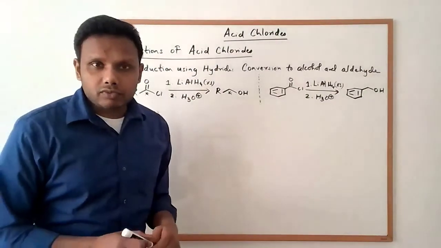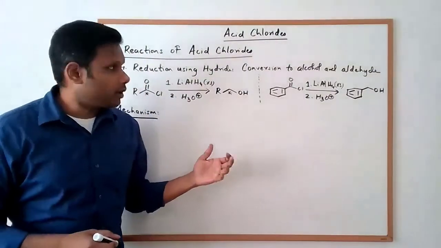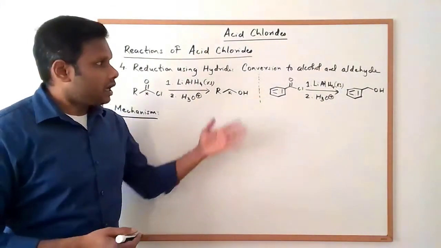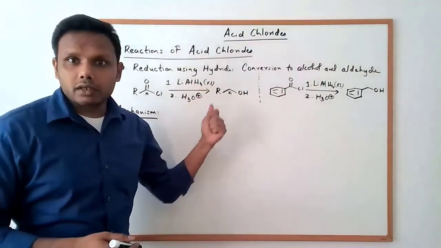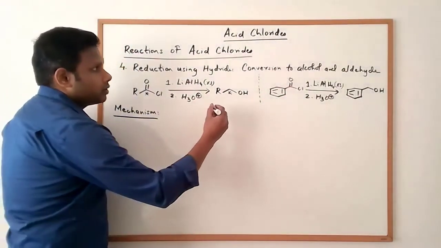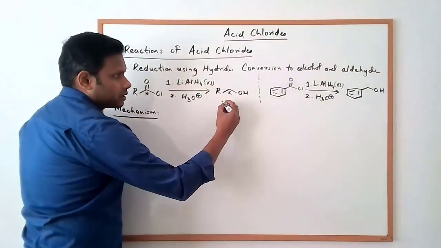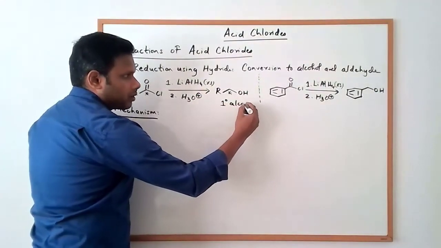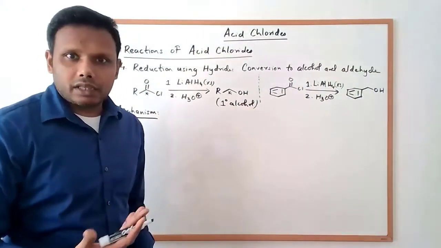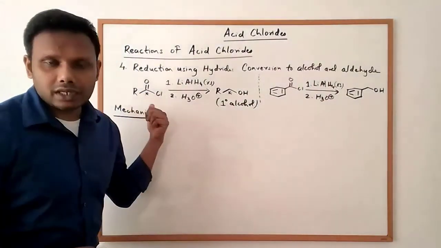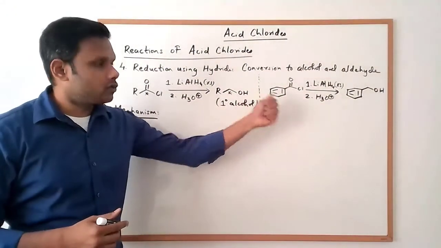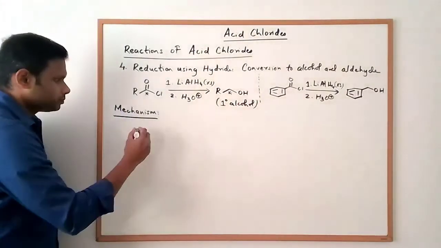Let's look at the mechanism of this reaction, and then we can start talking about why we need an excess, what would happen if we don't have an excess, and how the acid chloride converts into the alcohol here. An important thing to note here: the alcohol is a primary alcohol. You will not get a secondary alcohol here. That would not be possible because you're using an acid chloride. You cannot make a secondary alcohol here. So the alcohol is always going to be a primary alcohol product.